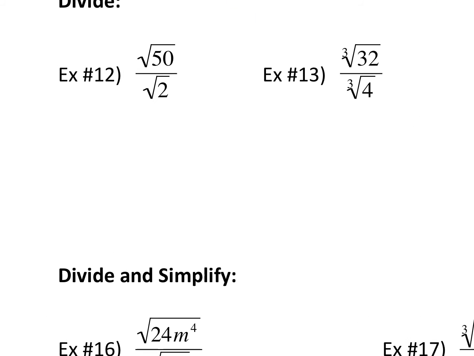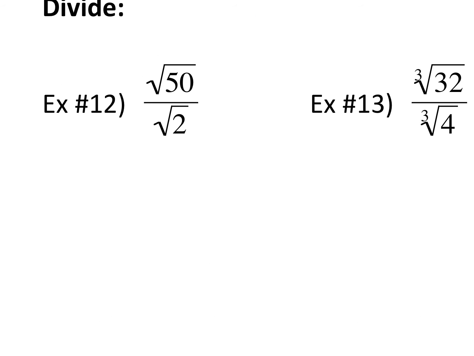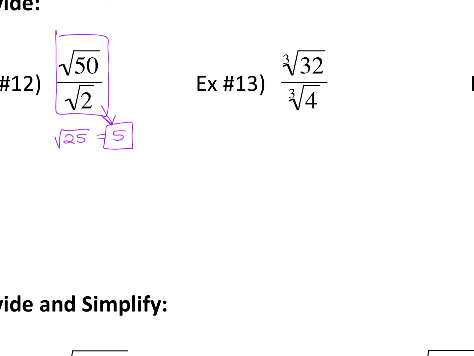All right, so dividing. The square root of 50 divided by the square root of 2, what would that be? 25. The square root of 25, which is 5. Isn't that lovely? It looks horrible, but it's quite lovely. All right, number 13. Now, these are cube roots, but they're both cube roots, so you're allowed to divide them. What is 32 divided by 4? 8. So you get the cube root of 8. And what is the cube root of 8? It's 2. Oh, if they were all just this easy, huh?